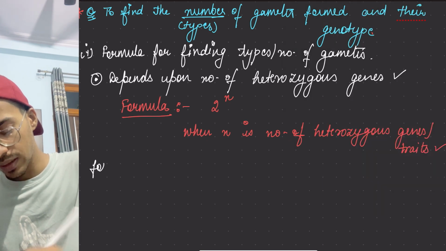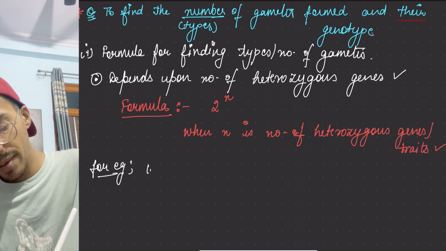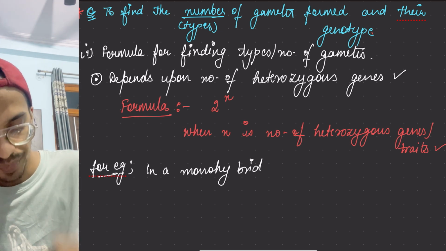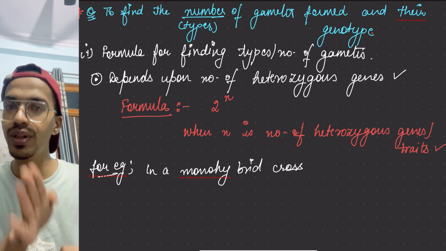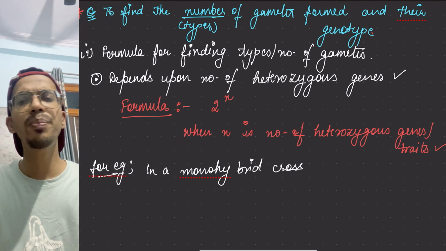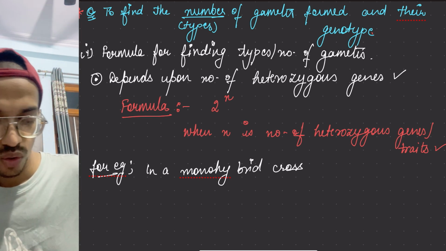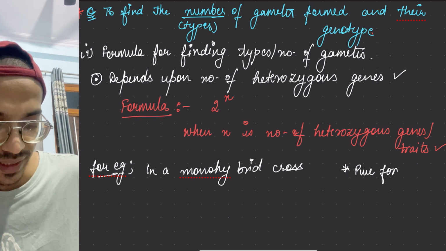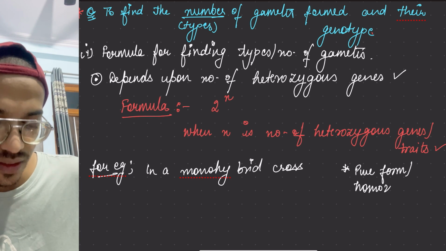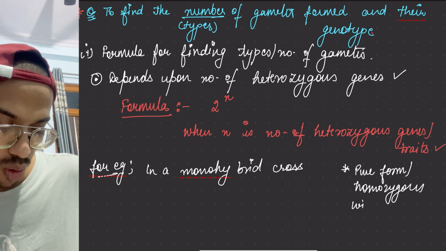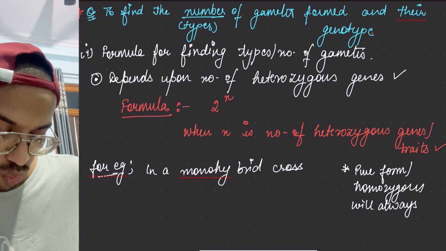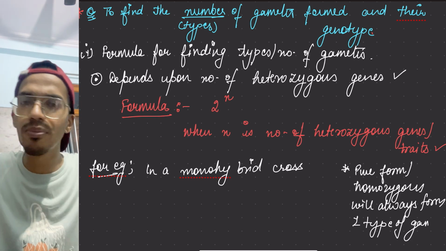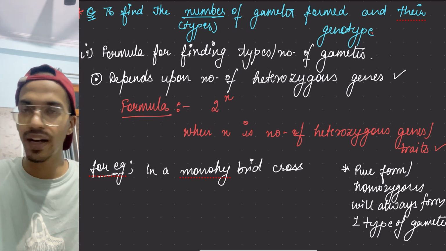For example, in a monohybrid cross, we have to see that when a hybrid is making the gametes, how many it will make, because the pure form will make only one type of gamete. So here I am writing that pure form means what? Homozygous will always form one type of gamete, because no options are there, since there is no difference or heterozygosity.